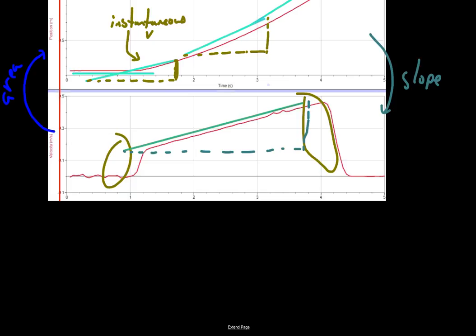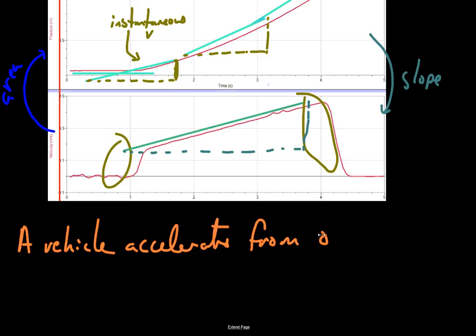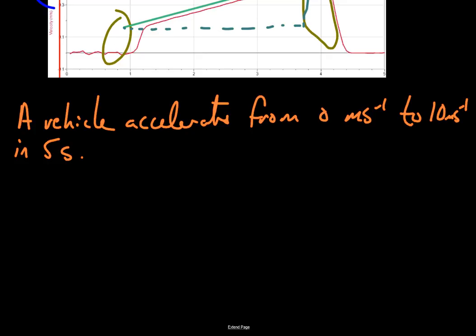So we're going to generate a new formula, and actually start with a little problem. A vehicle accelerates from 0 meters per second to 10 meters per second in 5 seconds. We're looking at this as an example. If we were to graph out what we're talking about here, we would see something like this.